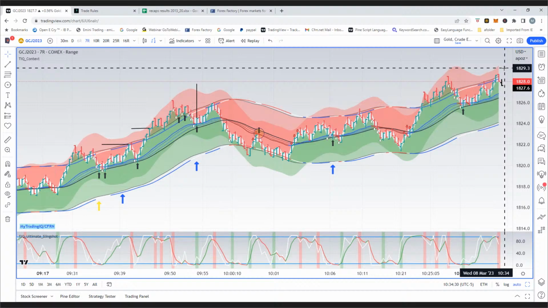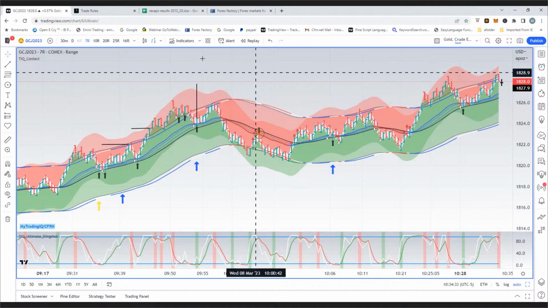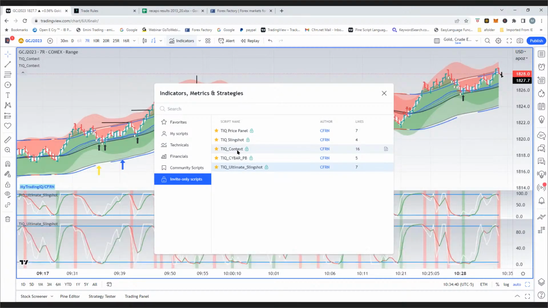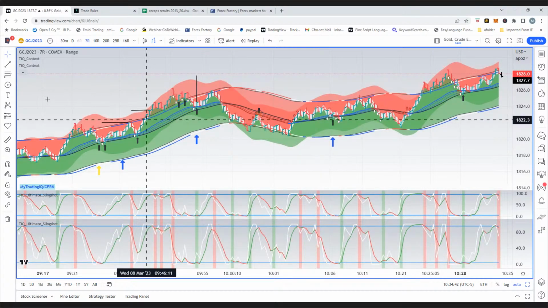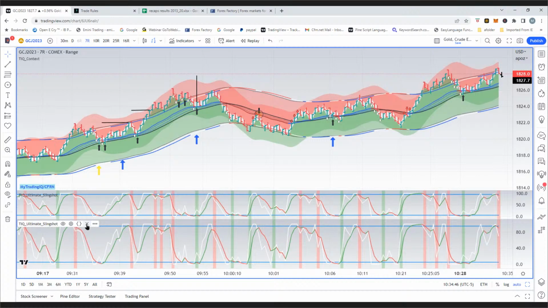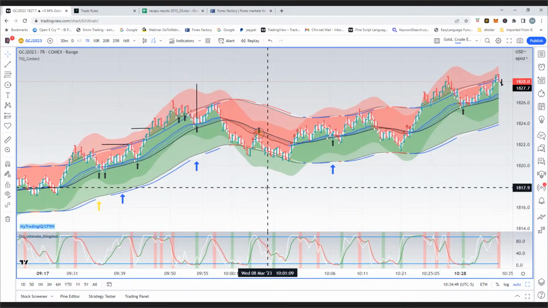Still not seeing the context now, but the slingshot on TradingView, so not getting the arrows. Right. When you go to indicators in invite-only scripts, do you have these two things in there? Oops, I just added two more. Do you have those two things in there? Hang on, let me delete those. If you don't have those two things in there, then you're not set up for it on TradingView.